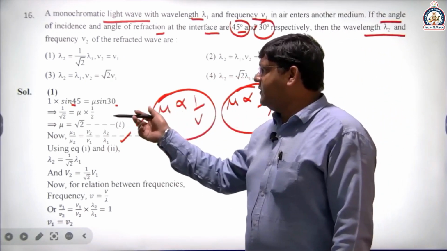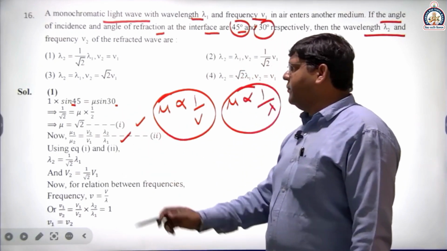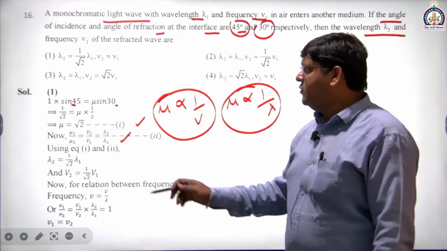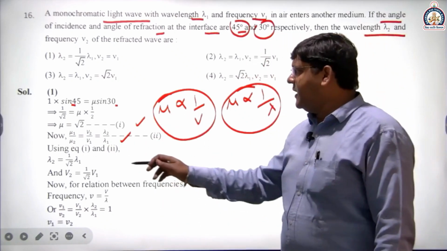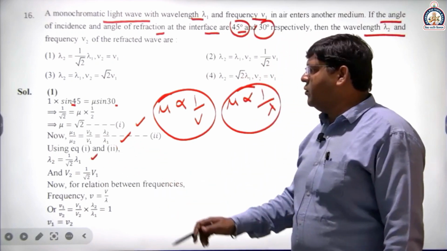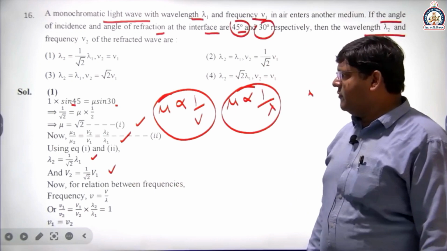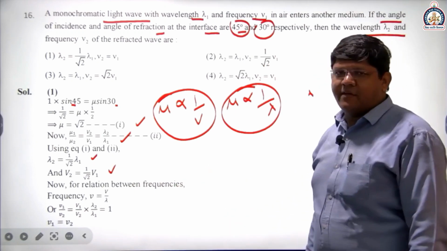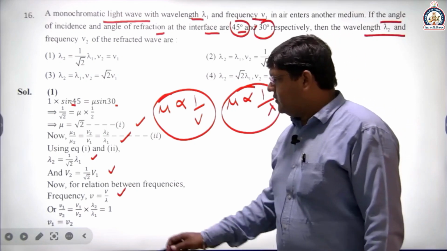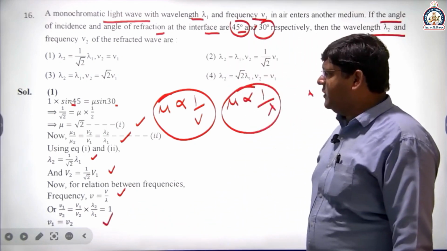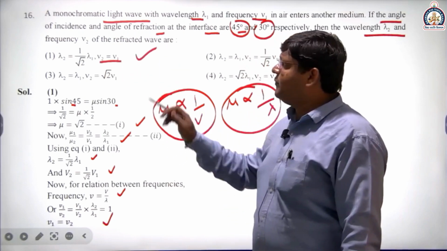Now the first equation gives mu is equal to root 2, and the other equation relates mu, V and lambda. On combining both equations, we can write lambda 2 is equal to 1 upon root 2 times lambda 1, and V2 is equal to 1 upon root 2 times V1. The relation for frequency says nu is equal to V upon lambda. On solving we get nu 1 is equal to nu 2.